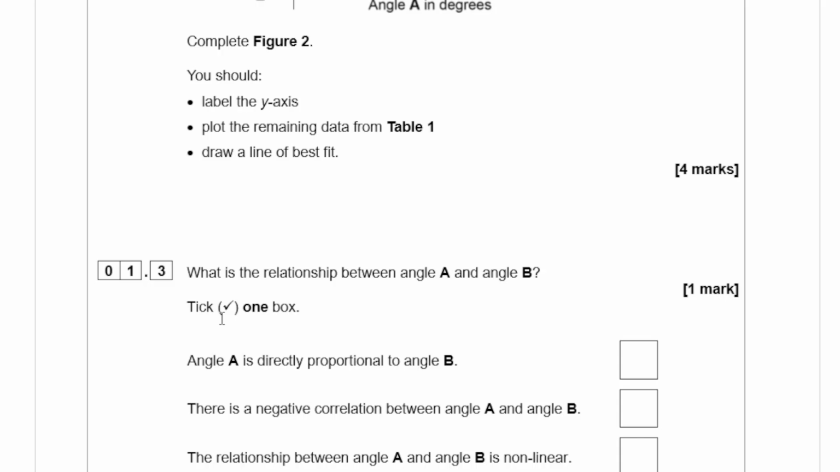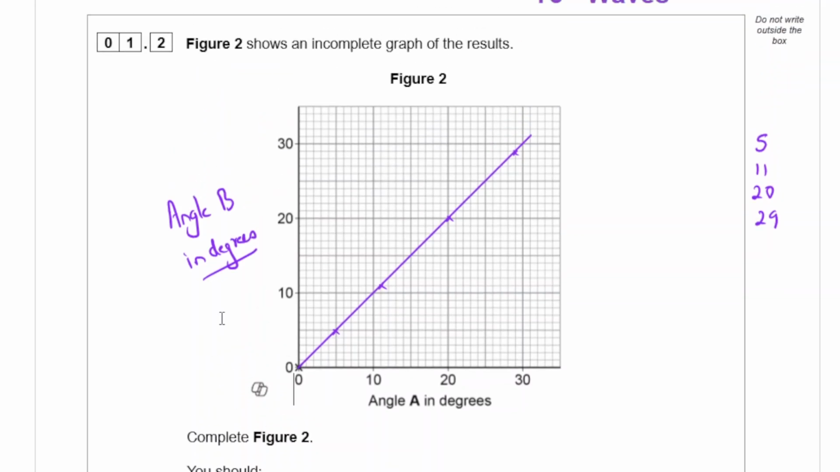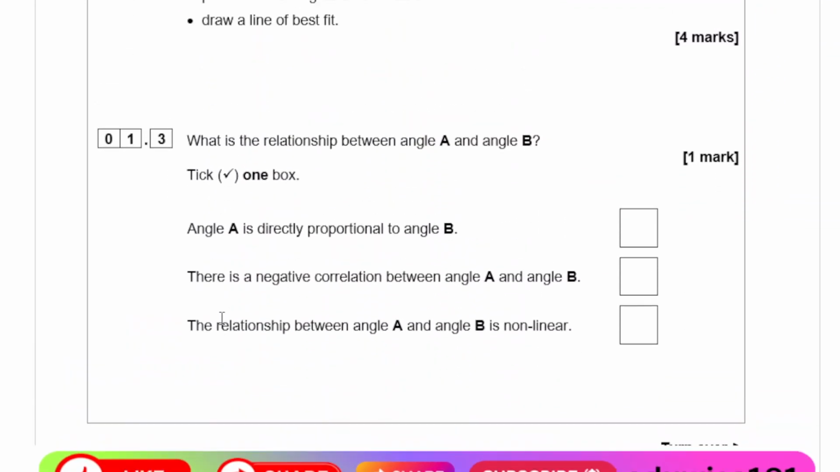What is the relationship between angle A and angle B? Well, it's a straight line, so it's directly proportional. Angle A is directly proportional to angle B. It's not a negative correlation. If it was a negative correlation, the line would actually be going down. It's non-linear. If it was non-linear, it will be a curved line. It could be either curving upwards or curving down if it's non-linear.